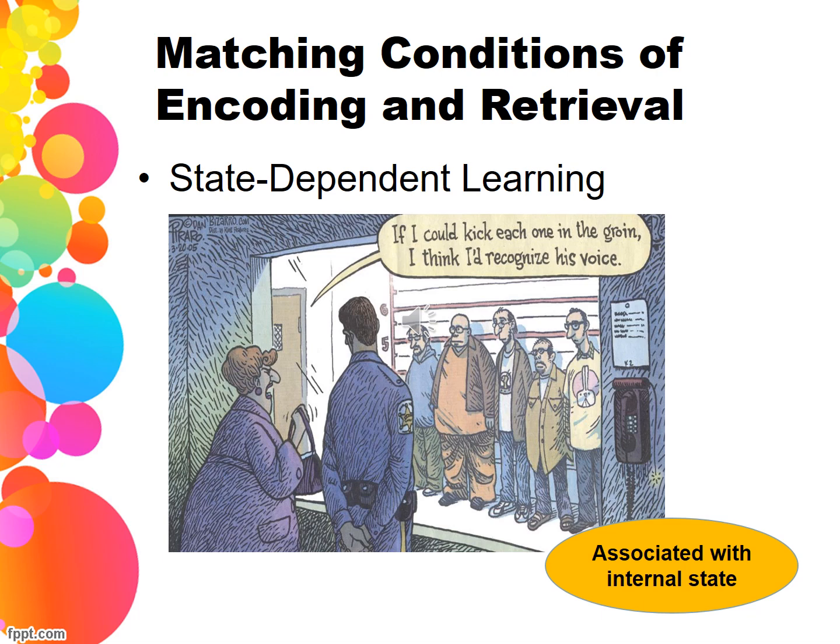Another type of matching condition is state-dependent learning. It is associated with your internal state, for example, the emotions or physiological arousal that you have during encoding as well as retrieval. So how did experimenters actually study this state-dependent learning? They had two groups of participants. One group listened to music that can create positive emotions. Another group, group B, listened to songs that can create sad emotions.